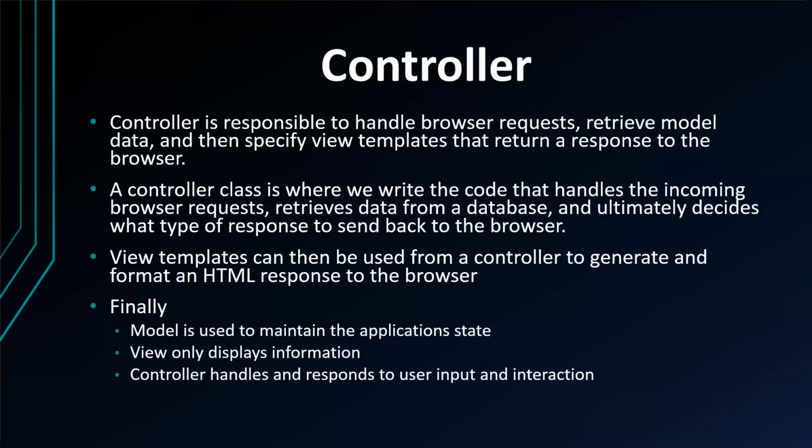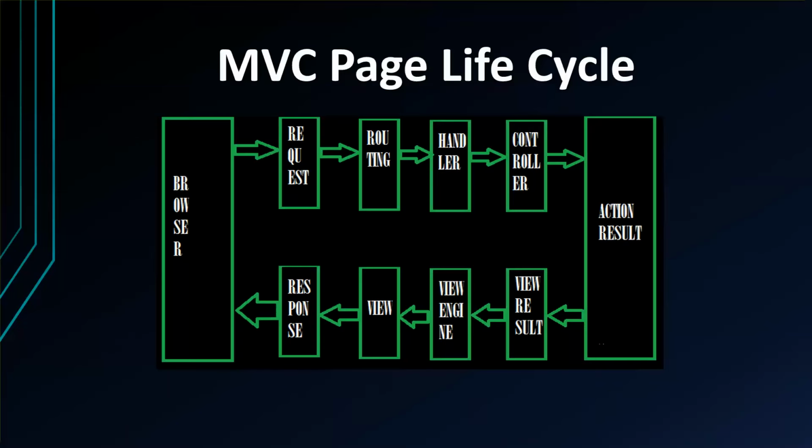So finally, we can say that the model maintains the application state. Views are responsible for displaying the user interfaces. Controllers handle the request and response, the input and interactions. So if you see how internally the request is processed and how the response comes back from the server, I'll explain very clearly what exactly happens when we request a particular resource from the server.